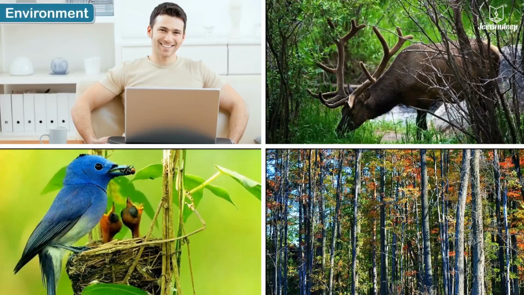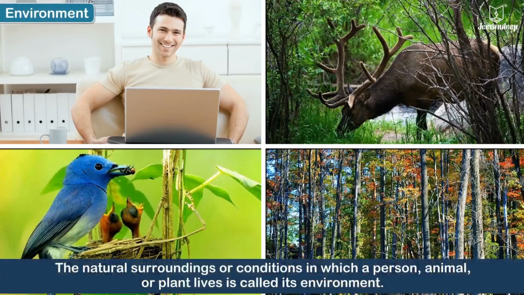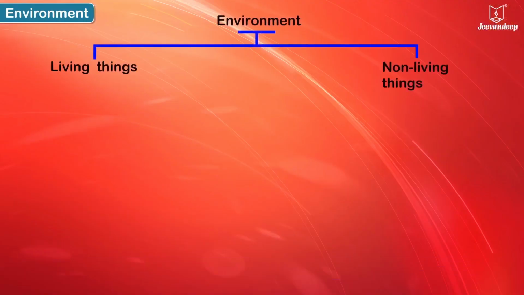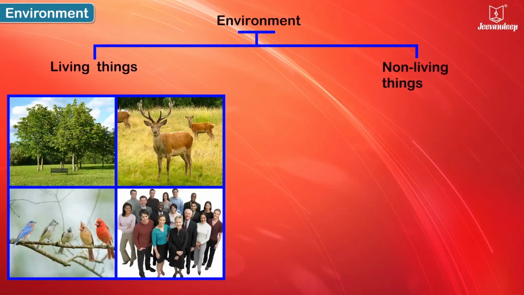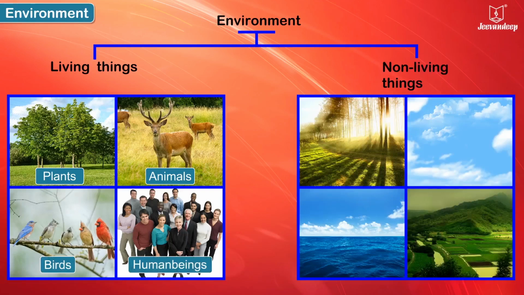Environment. The natural surroundings or conditions in which a person, animal, or plant lives is called its environment. Our environment comprises both living things such as plants, animals, birds, and man or human beings, as well as non-living things like sunlight, air, water, and land.